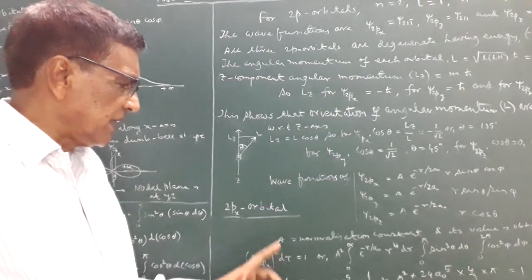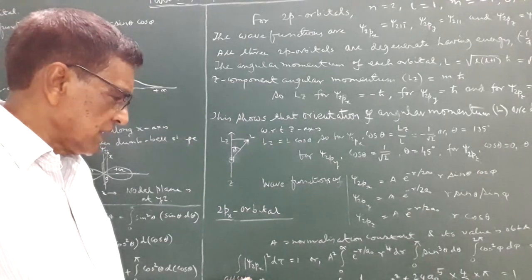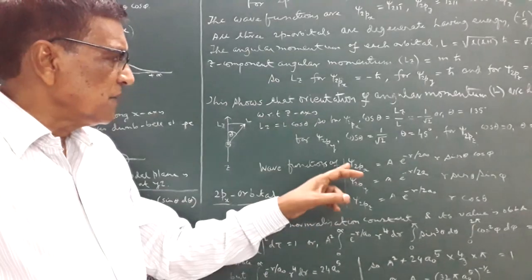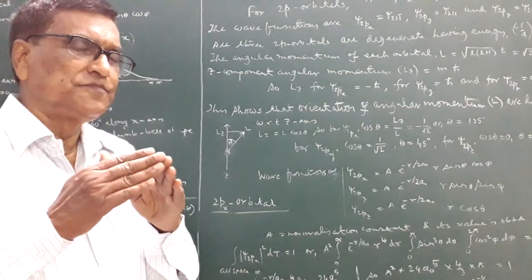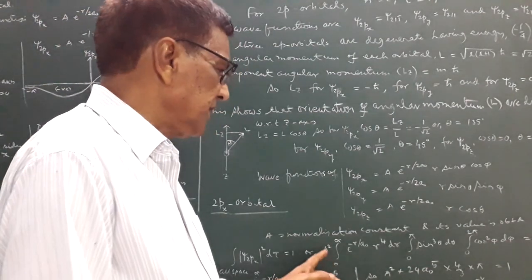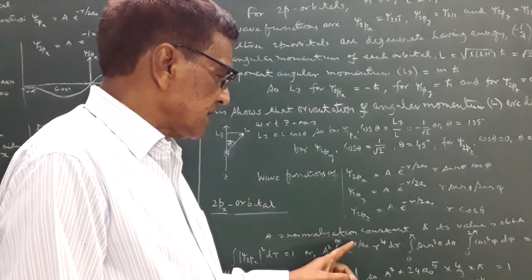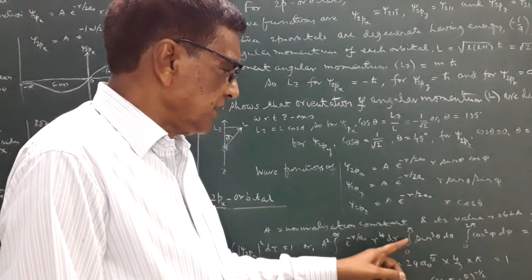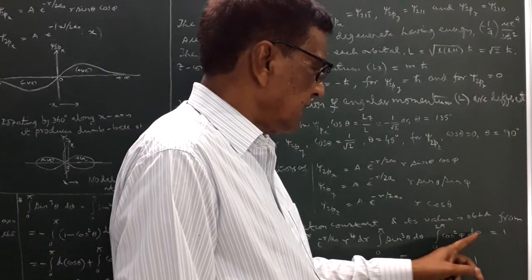For this 2px orbital, the normalization constant can be obtained by the normalization condition: integral over all space of modulus square of psi 2px d tau equals 1. Putting in the value of psi 2px and squaring, and d tau equal to r square dr sin theta d theta d phi, this integration comes up as a square, integral 0 to infinity e to the power minus r by a naught r to the power 4 dr, times integral 0 to pi sin cube theta d theta, times integral 0 to 2 pi cos square phi d phi, equal to 1.